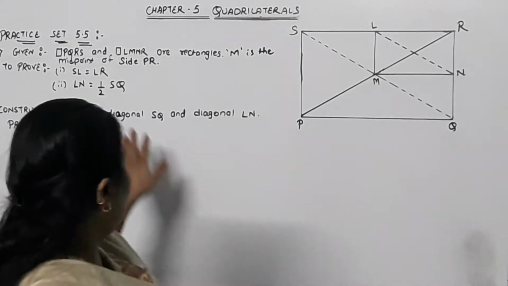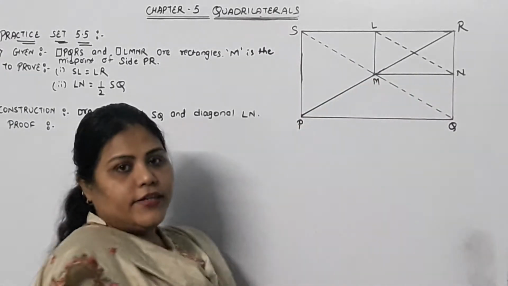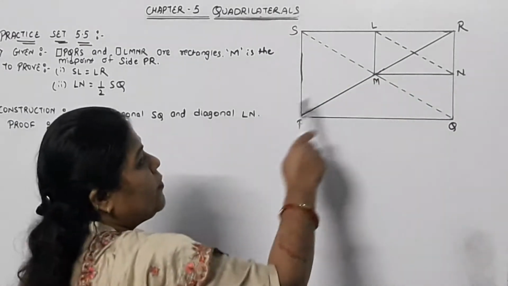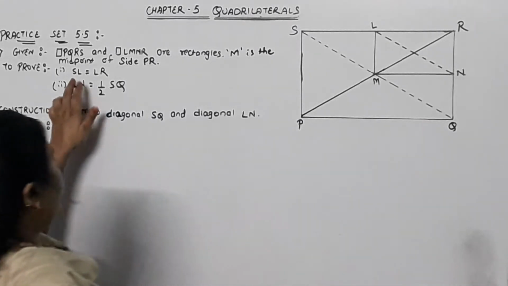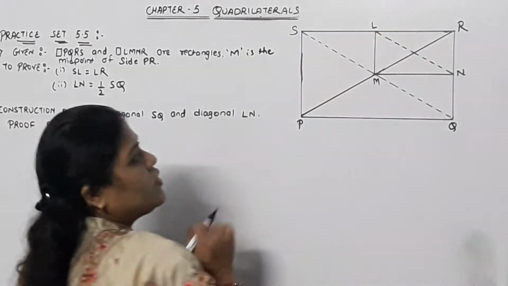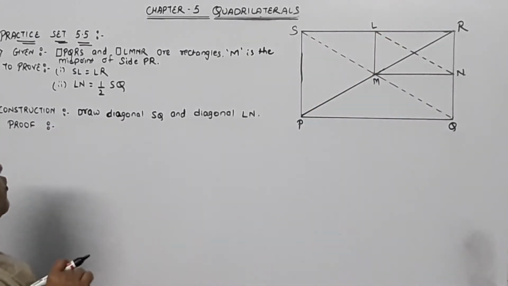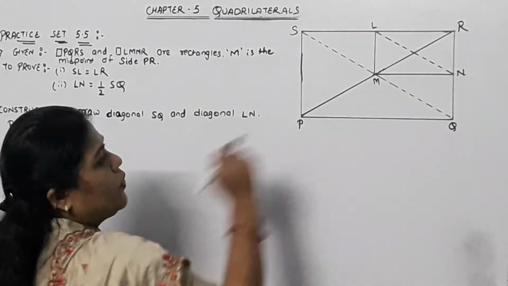Okay, now see what is given here. PQRS and LMNR are rectangles. Okay, M is the midpoint of PR. So we have to prove that SL is equal to LR. This we have to prove. One more thing we have to prove is LN equals half SQ.